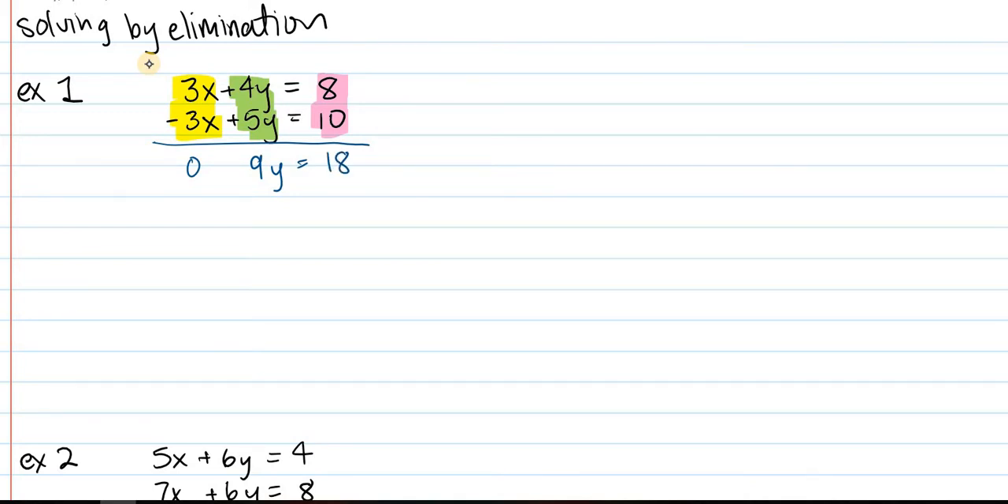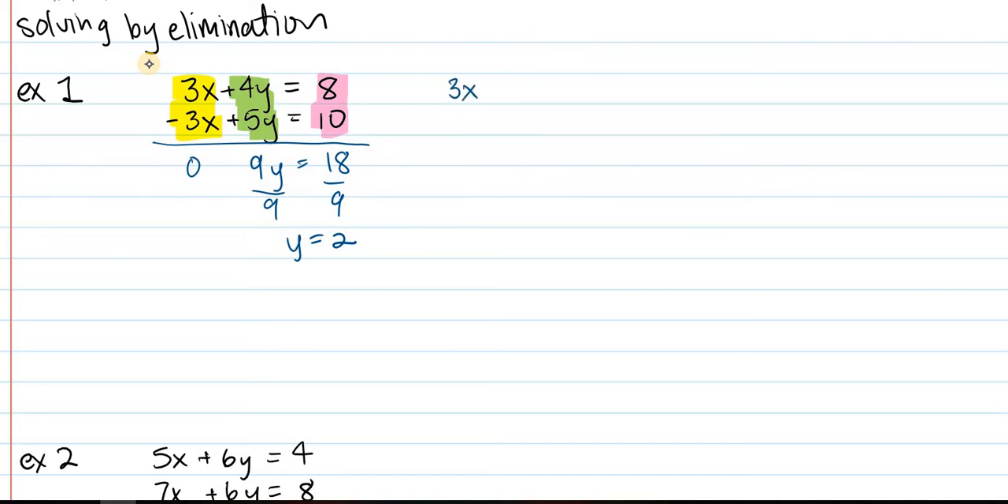Now I can go ahead and solve for y because I only have one variable. Divide by 9 on both sides, and I get y equals 2. Then to complete the problem, I'm going to plug 2 into either of the equations. It doesn't matter which one. I'll pick the one that I think is easier. Usually that's the one with smaller numbers or positive values. So I'm going to go with the first equation.